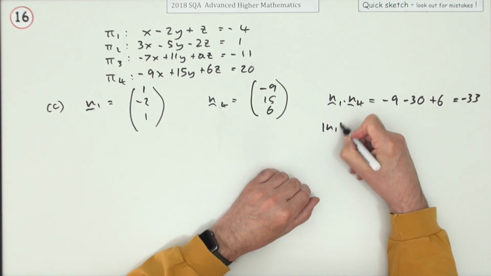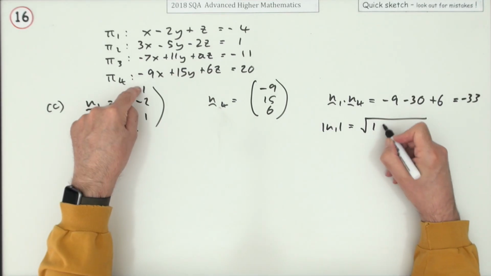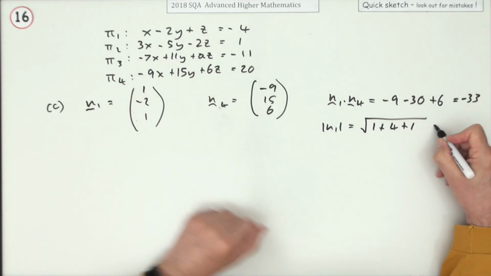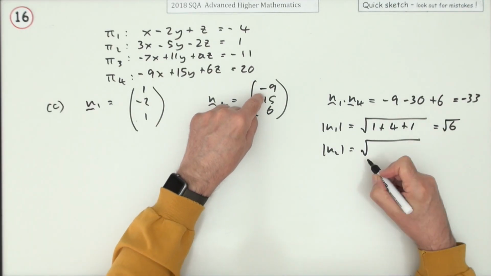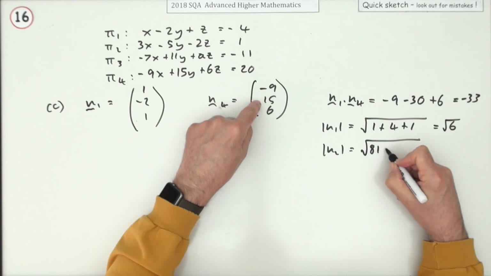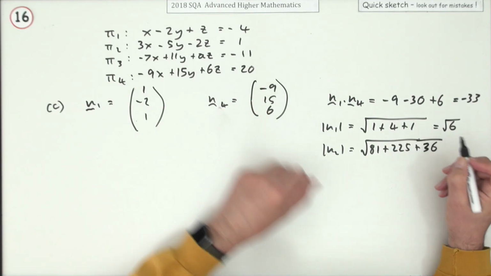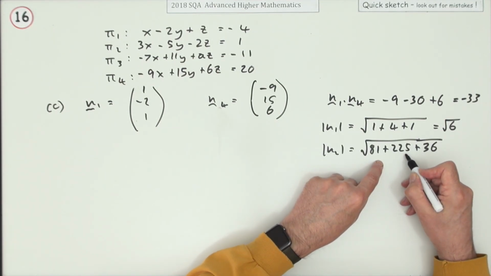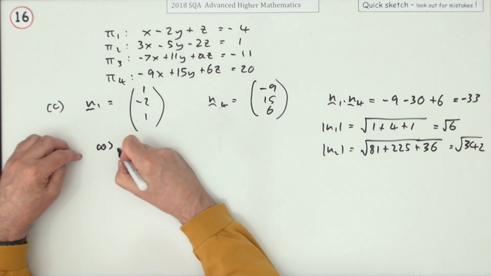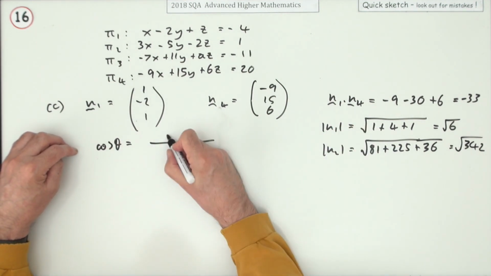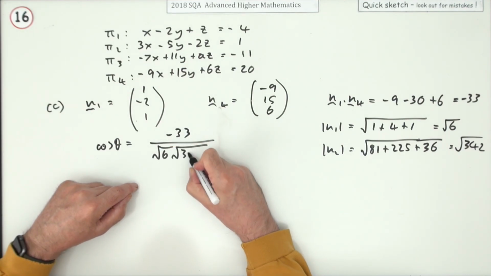Right, next then, what are their magnitudes? Magnitude of this one is 1 plus 4 plus 1, so that's root 6. Magnitude of this one is the square root of, this is a bit worse, 81 plus 225 plus 36. Use your calculator, but that's 306, so 342. Then we can just say this. So the angle between the vectors is going to be negative 33 over root 6 root 342.